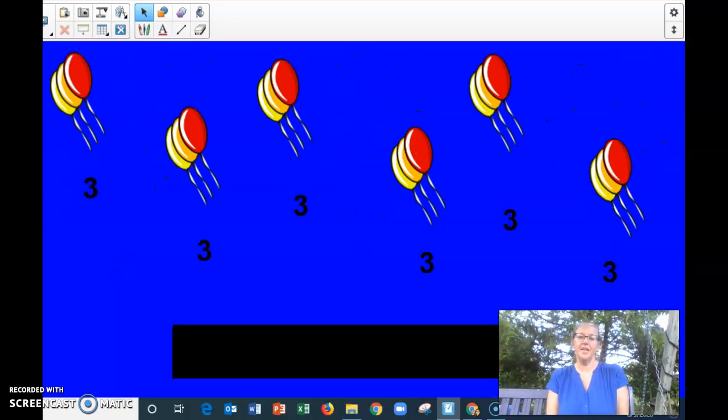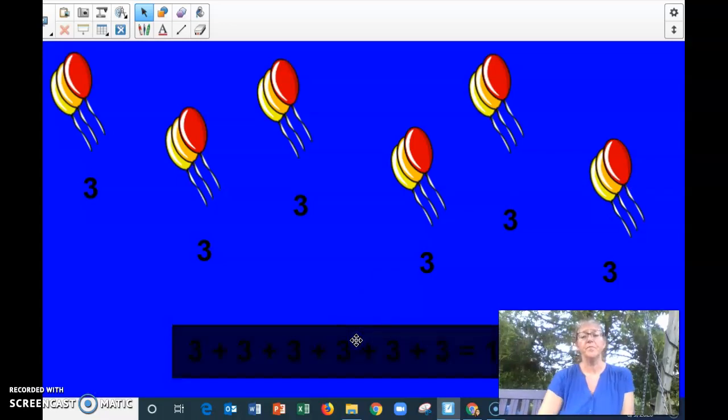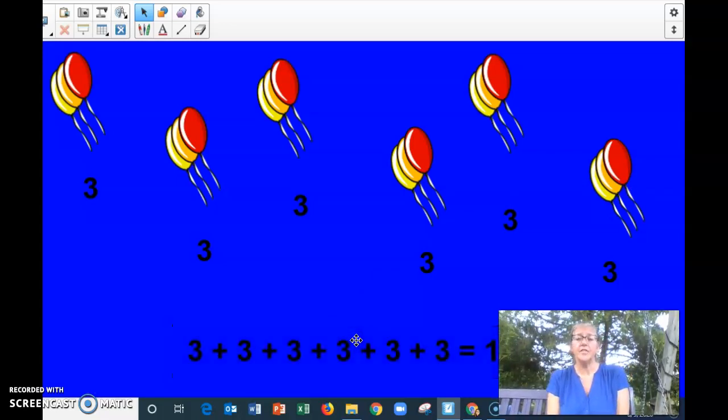Okay, how about this one? Here I've got groups of 3 balloons. And it looks like we have 1, 2, 3, 4, 5, 6 groups. Again, we could count those, but goodness, I'd probably miss one and get the wrong answer. So it'd be a little bit easier for me to think about it like repeated addition, where I could add all those 3s together. If I add 6 groups of 3, or if I add 3 6 times, I come up with 18 balloons.